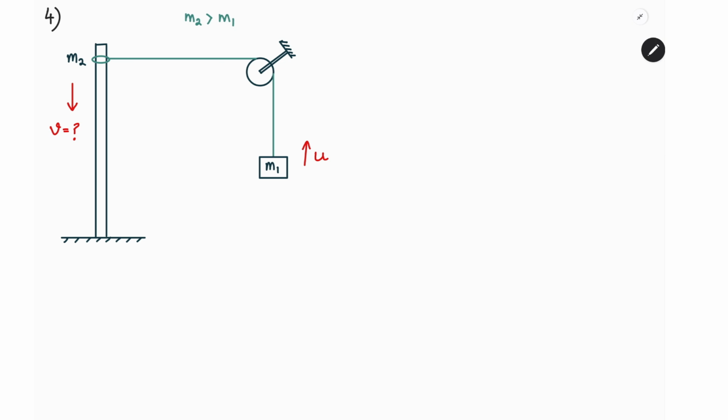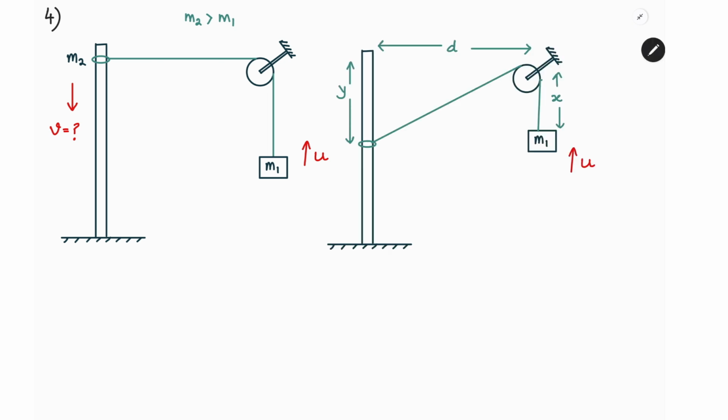We will be solving it using two methods. Let us begin with the longer method one, the conventional method. Let us redraw the diagram of the configuration. This is the distance d between the vertical pole and the fixed shaft. If I consider the original position of the ring to be this point, the ring slides down by a distance y, while the distance of the block is x.